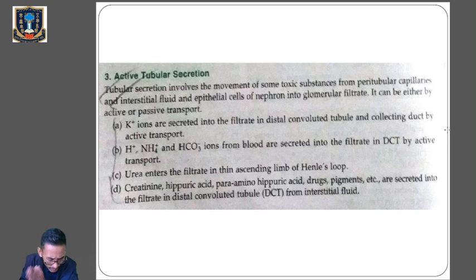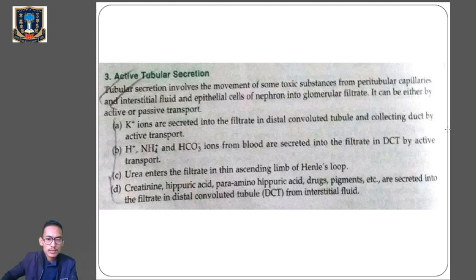Now the third part is active tubular secretion, which involves the movement of toxic substances from the peritubular capillary, interstitial fluids and epithelial cells of the nephron into the glomerular filtrate. So in active tubular secretion, there will be movement of toxic substances from the nephronic part into the glomerular filtrate. It is mainly achieved by active transport or by passive transport.